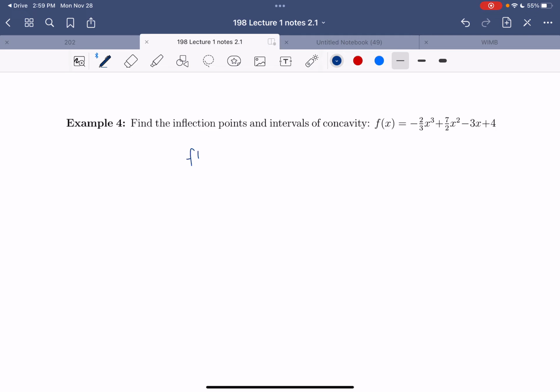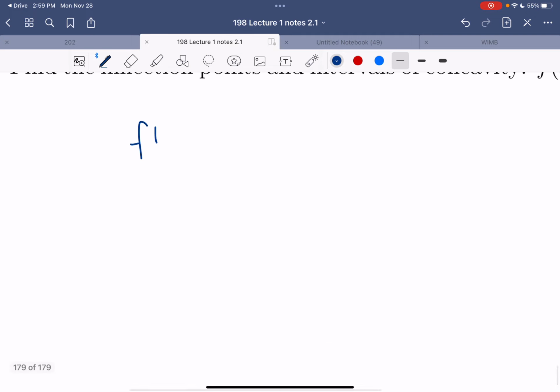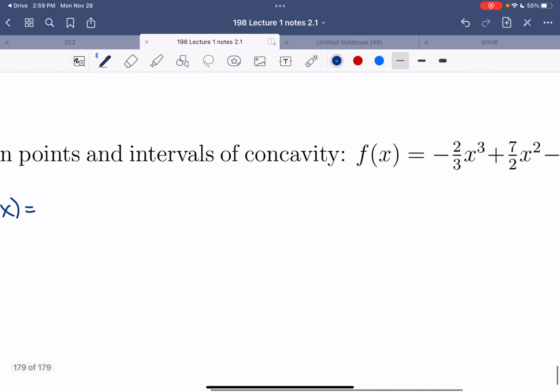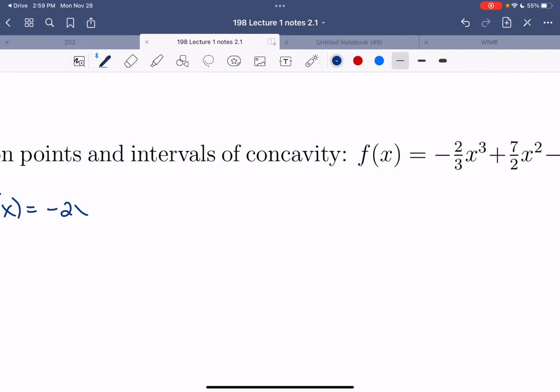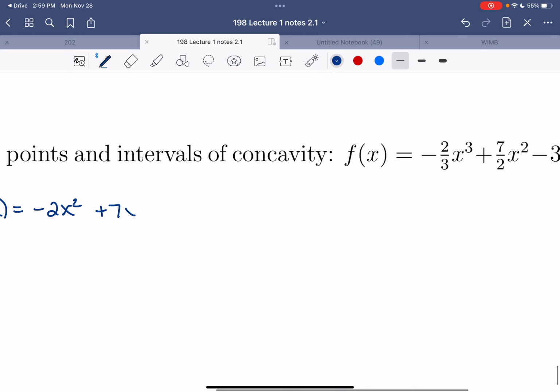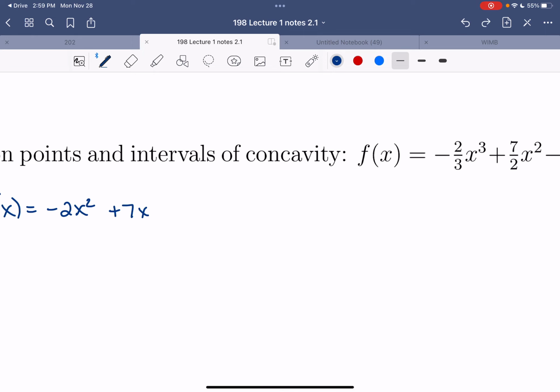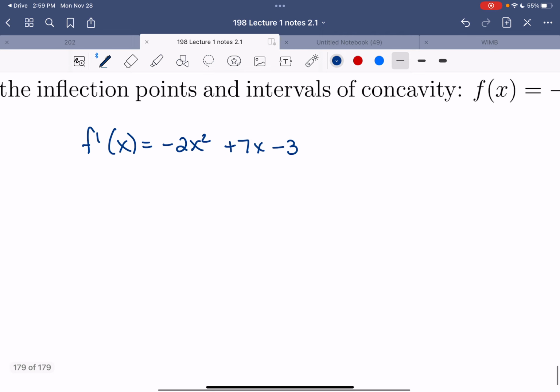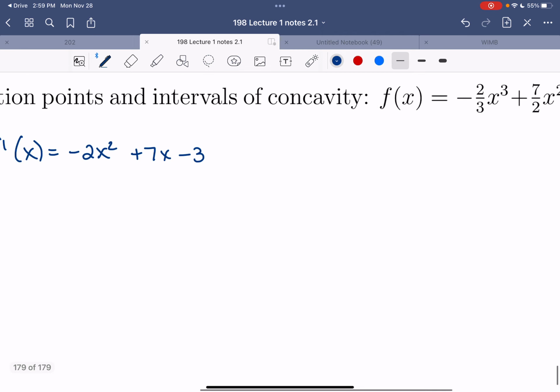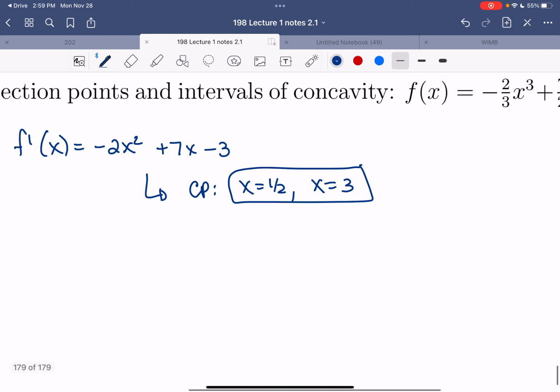We know that the first derivative, not second. We know that the first derivative is negative 2x squared plus 7x minus 3. And we know that when we set this equal to 0, this produced critical points, x equals 1/2 and x equals 3. We already did that. I'm not going to do it again, right?